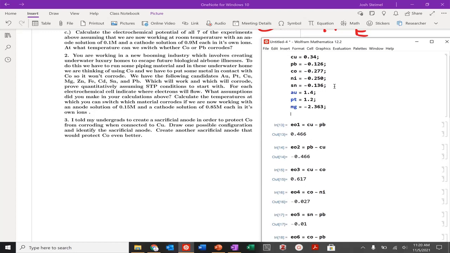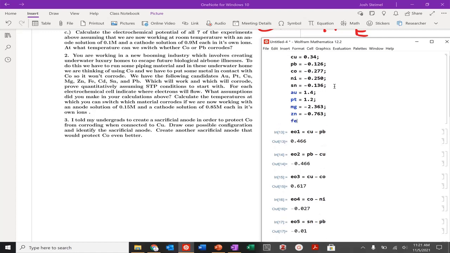What else do we have here? Mg, zinc, we don't have that one. Zinc, equal to Zn equals minus 0.763. You may have this already set up for your exam, or at least I would consider it. Fe is equal to minus 0.44.